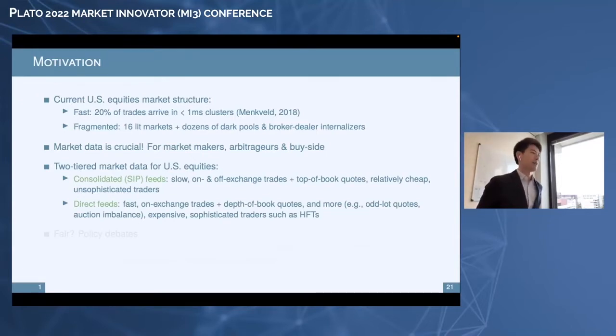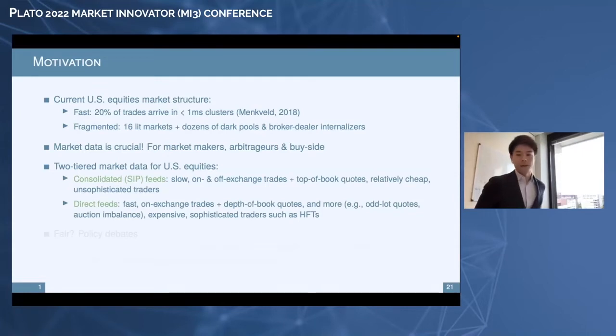You have the consolidated tape or the SIP feeds. They're slow, and I will get to the institutional details later on about why it's slow. Content-wise, it has on and off exchange trades plus quick updates from the top of the book. It's relatively cheap and mainly consumed by unsophisticated traders.